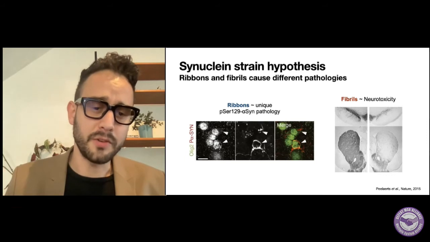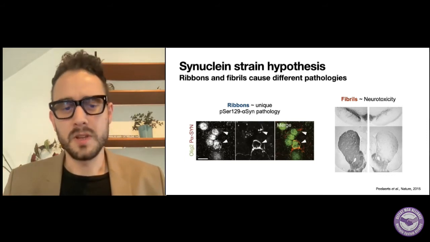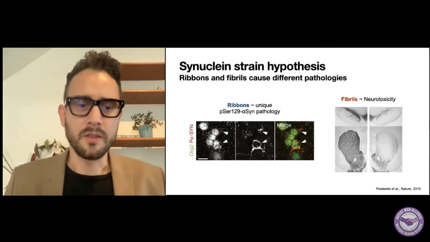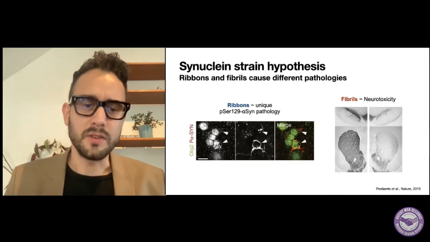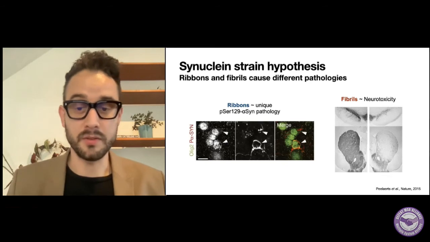And this was actually the first time that we realized that different strains could be at the basis of different diseases, Parkinson's disease and multiple system atrophy, because now we were seeing features and phenotypes that were actually specific for a certain disease.